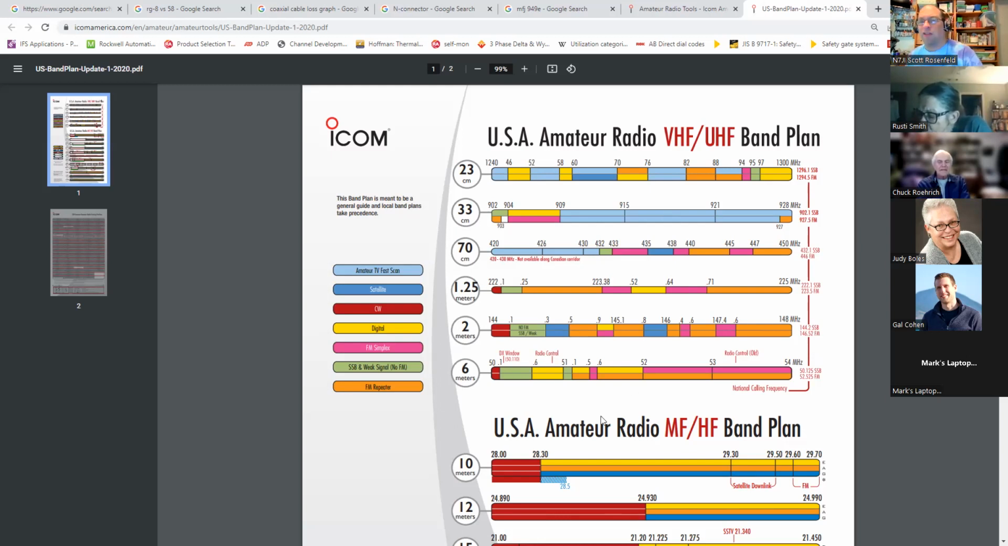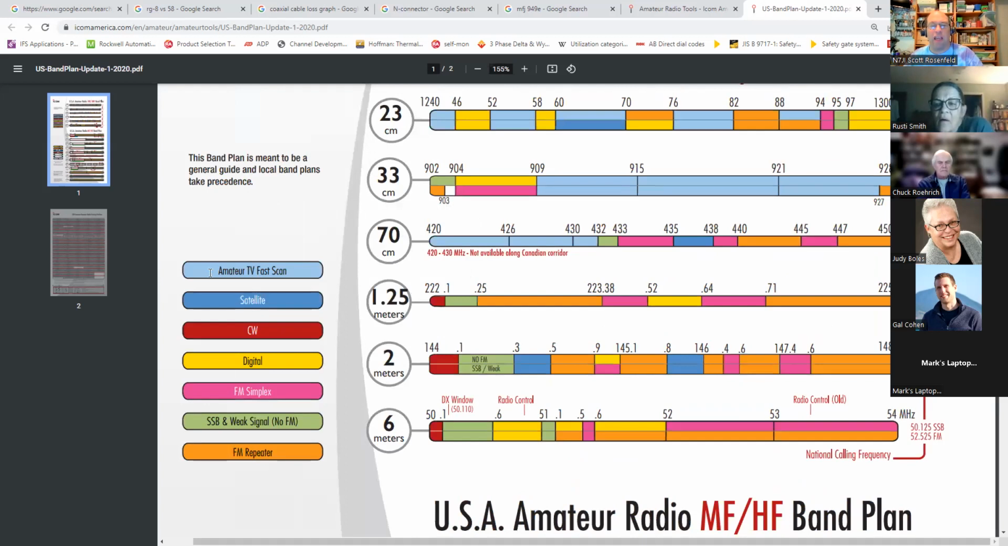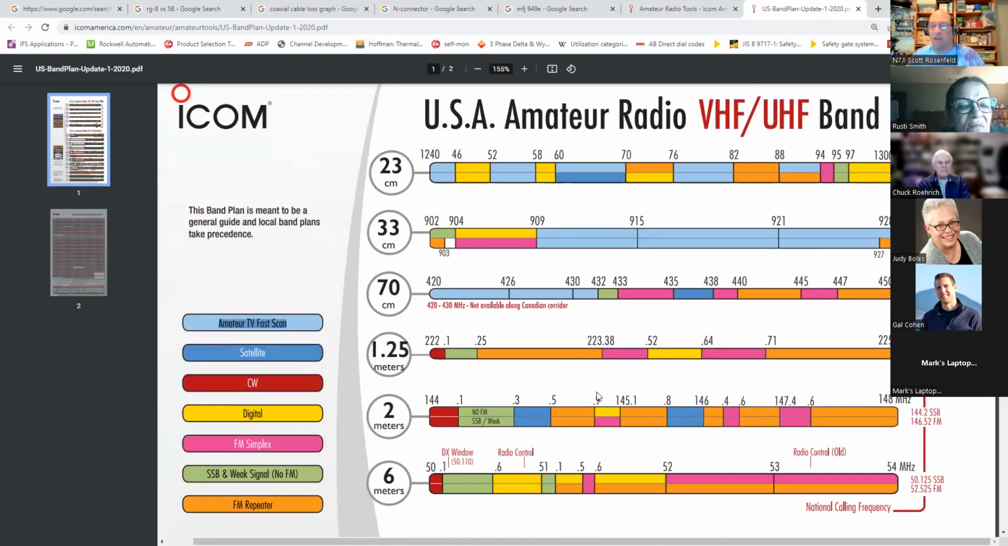We are actually also allowed to do fast scan television. Notice this says amateur TV fast scan. This uses something called NTSC, the National Television Standards Committee. It's the US standard. Notice that amateur TV fast scan is this light blue. We're allowed to use it down here on 70 centimeters, and up here on 900 megahertz.